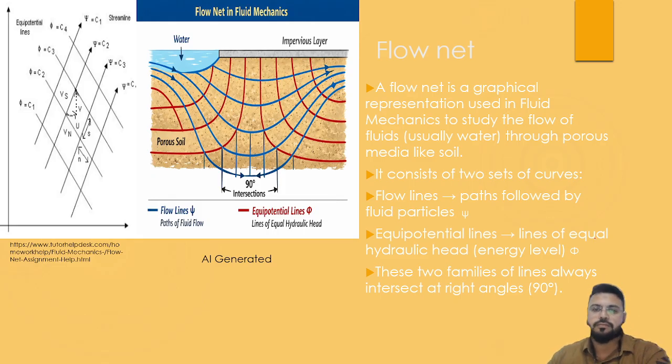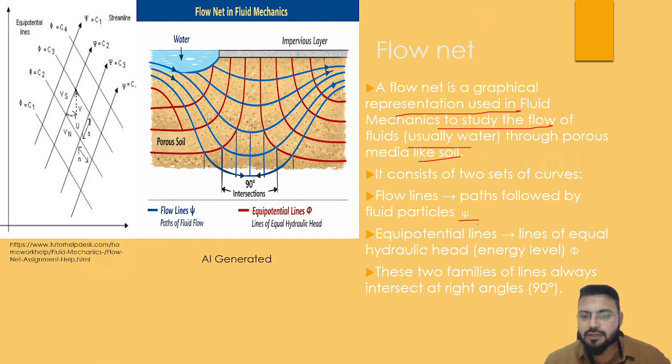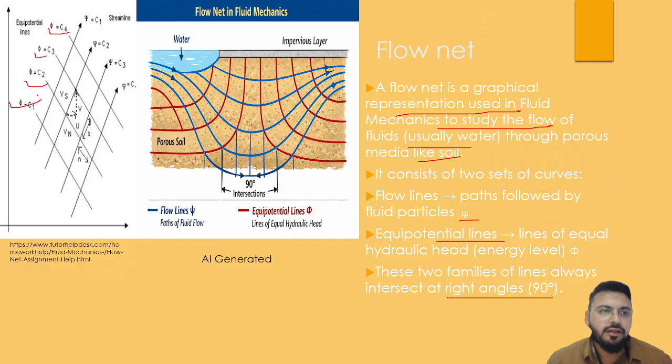Flow net. So a flow net is a graphical representation used in fluid mechanics to study the flow of fluids through porous media like soil. It consists of two sets: flow lines, we can say streamlines, and equipotential lines, that is phi. These two families of lines always intersect each other at 90 degrees. So these are equipotential lines phi equal to C1, C2, C3, C4, and streamlines psi equal to C1, C2, C3, and they intersect each other at right angles.